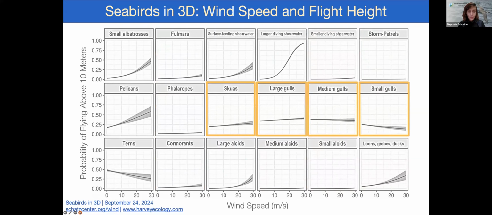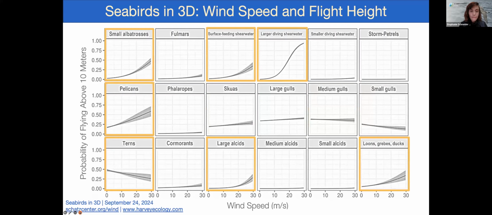Then we have a handful of flight groups, the skuas and the gulls, that tend to fly at various heights, including heights that are above 10 meters, regardless of the wind speed. So from 0 meters per second to 30 meters per second, 25 to 50% of the birds might be up at and above 10 meters.